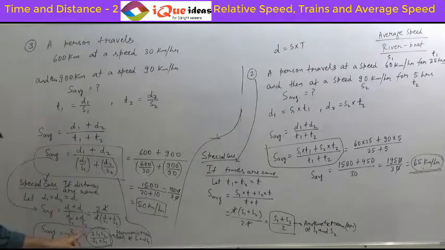Now just understand one more thing. If there are two parts, then this is the expression that has to be there. If there are three parts, then it will not be 2 s1 s2 s3 upon s1 plus s2 plus s3. It will be 3 upon 1 upon s1 plus 1 upon s2 plus 1 upon s3. If there are four parts, then it will be 4 upon 1 upon s1 plus 1 upon s2 plus 1 upon s3 plus 1 upon s4. So from there you will have to solve.